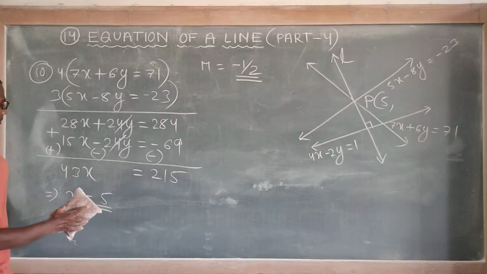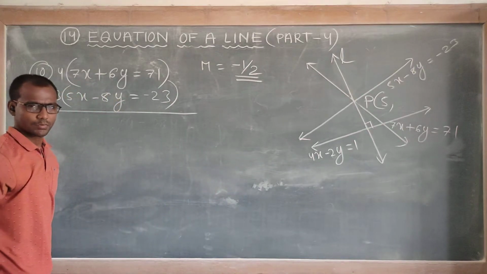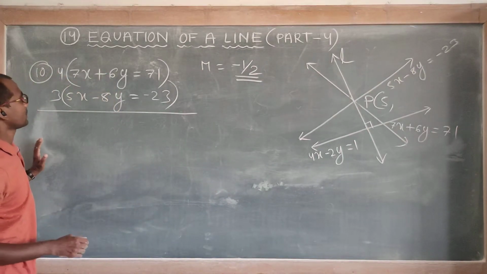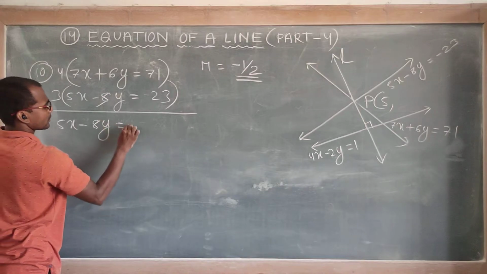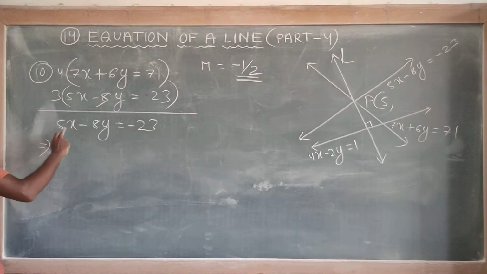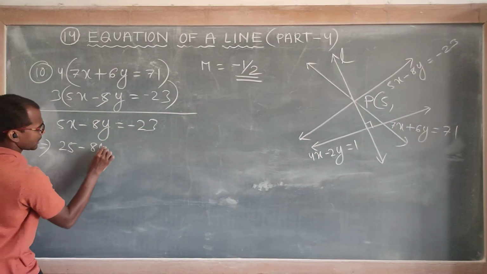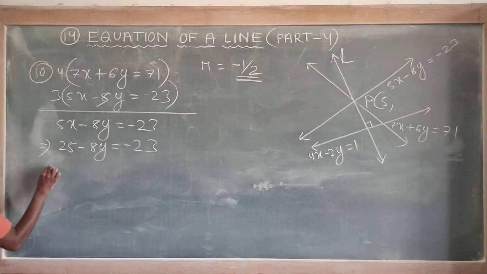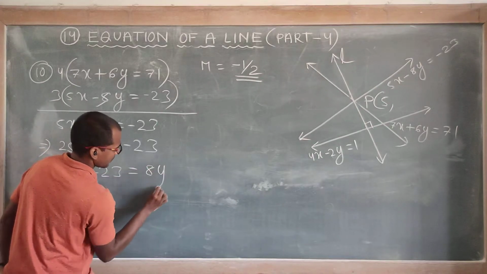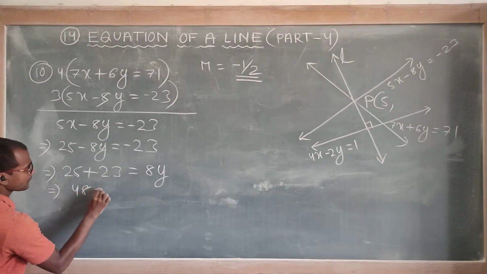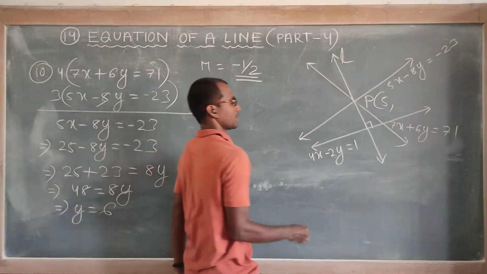Now we will go for y coordinate. X is 5. Let us put the value of x in any of the two equations. Okay, this equation looks simpler, so let us put here 5x minus 8y equal to minus 23. 5 into x, x is 5, just now we have found. 5 times 5 is 25 minus 8y is equal to minus 23. 25 plus 23 is equal to 8y. Okay, 48 is equal to 8y. Y is equal to 6.